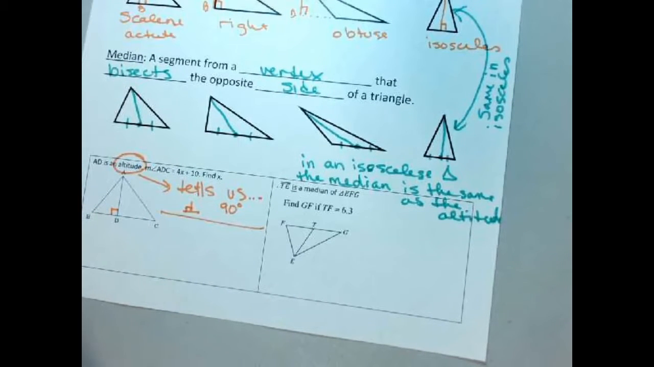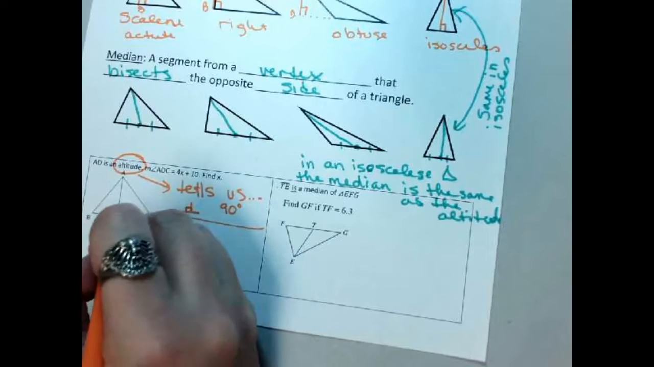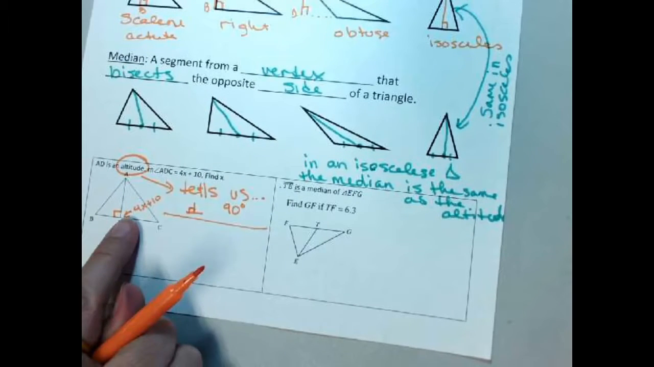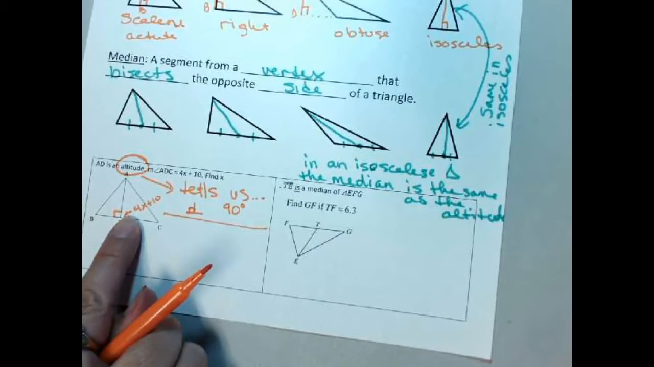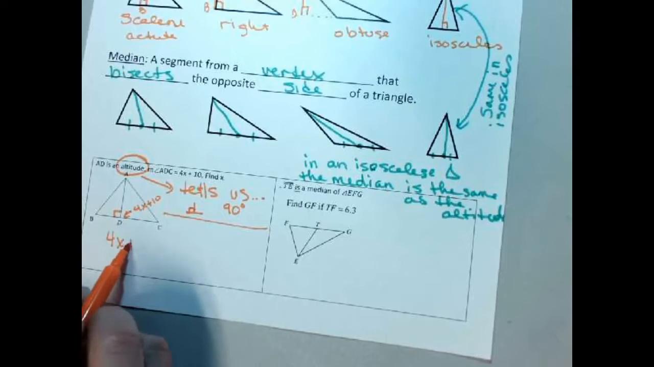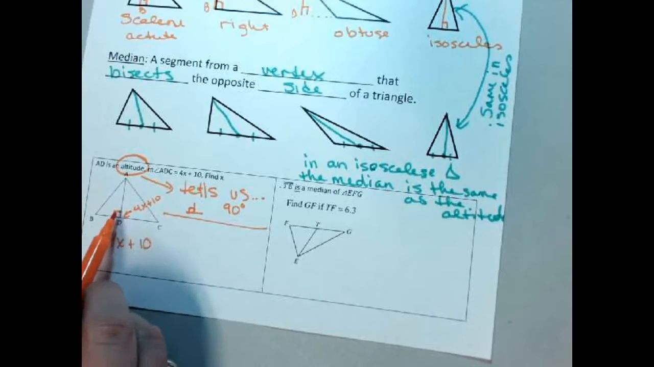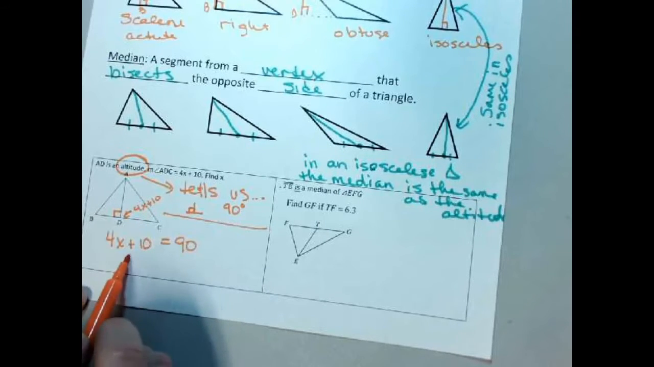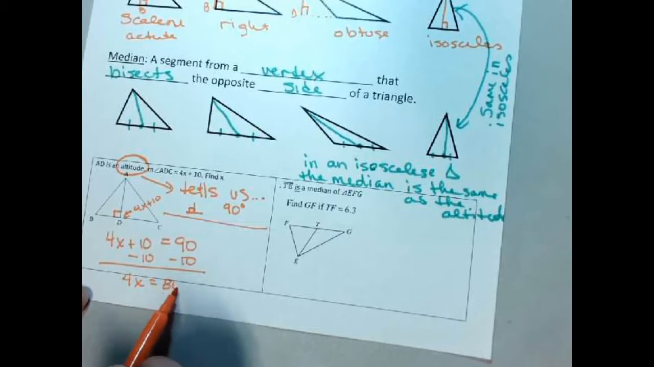The problem tells me also that ADC, this angle right here, is 4x plus 10. Well, what angle does that have to be equal to? Well, it's 90 degrees because it's an altitude. So that's my equation I'm going to write. 4x plus 10 equals 90 because it's an altitude. So then I'm just going to solve this. Minus 10. 4x equals 80. X equals 5.